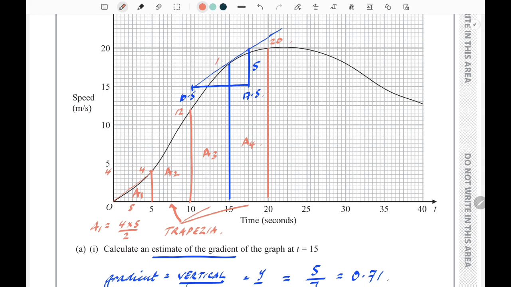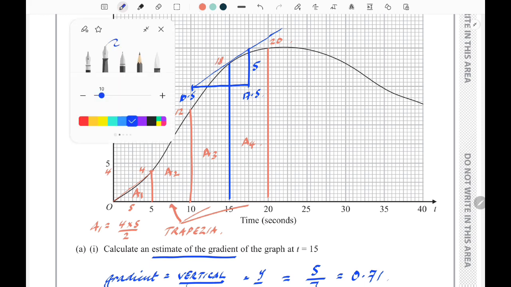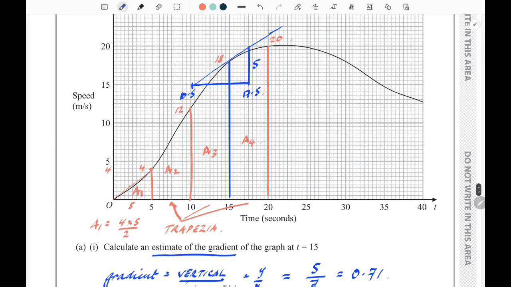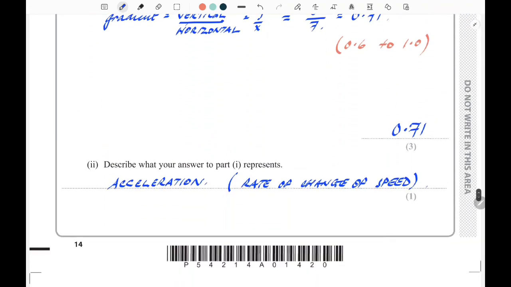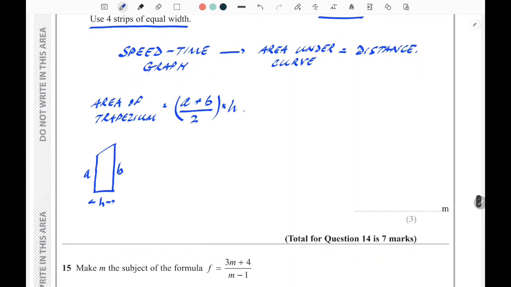17, sorry, 18, right? Wrote down 12 by accident, sorry. Okay, so 12, 18, and 20, all right? So area 2, so we know area 1, we already worked out is 4 times 5 over 2, which is going to be 10.